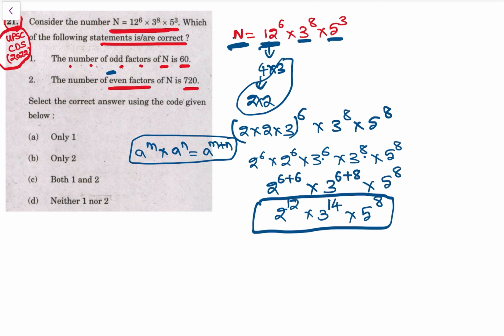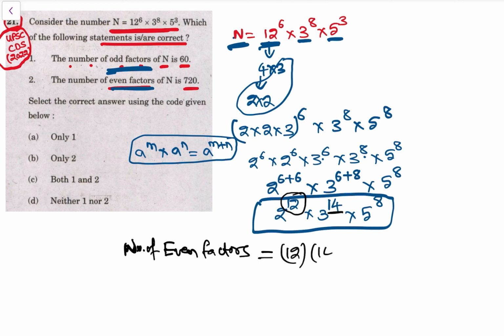Now the number of even factors. We need to find out the number of even factors. In even factors, what will we take? We will keep the 2 to the power 12 as it is, that is 12, into 3 to the power 14, that is 14 plus 1, into 5 to the power 3, that is 3 plus 1.